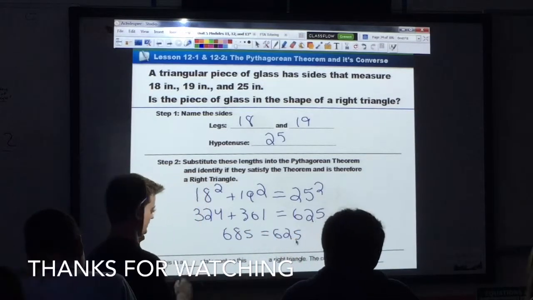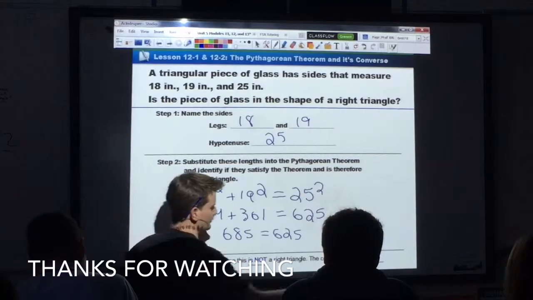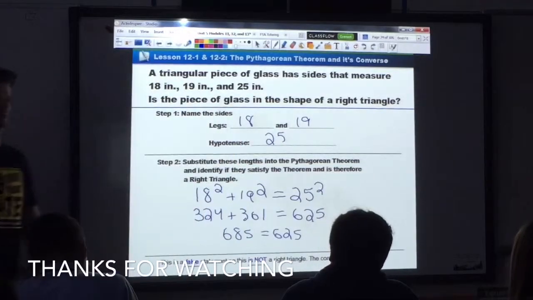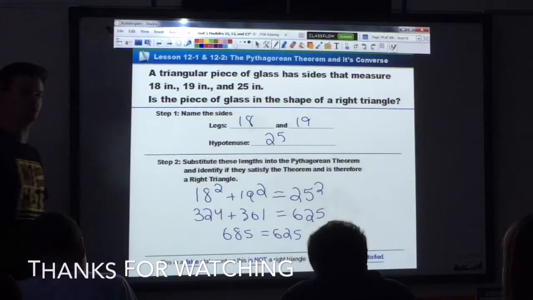What type of statement is that? False. False statement. This is not a right triangle. The converse is not satisfied. And that's it. That's all you've got to do. That's it, covered.